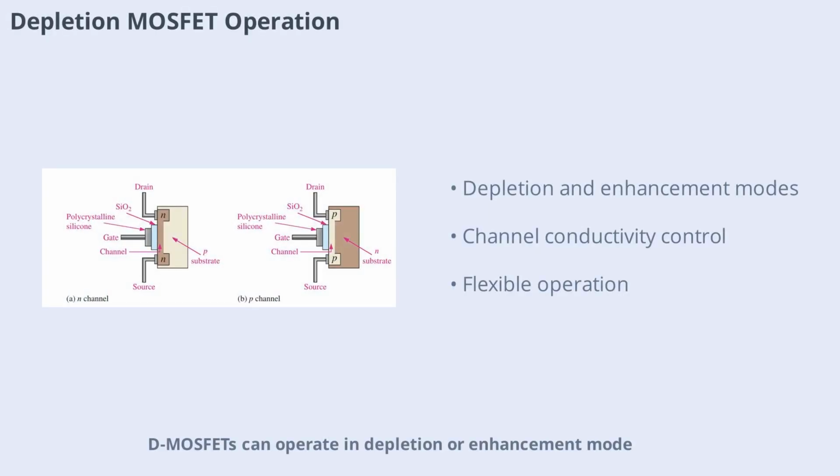MOSFETs can operate in depletion or enhancement mode. The drain and source are connected by a channel adjacent to the insulated gate. A negative gate voltage depletes the channel of electrons, reducing conductivity. A positive gate voltage enhances conductivity. This dual-mode operation provides flexibility for various circuit applications.